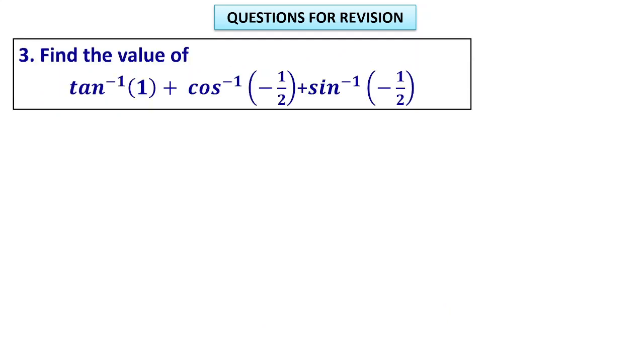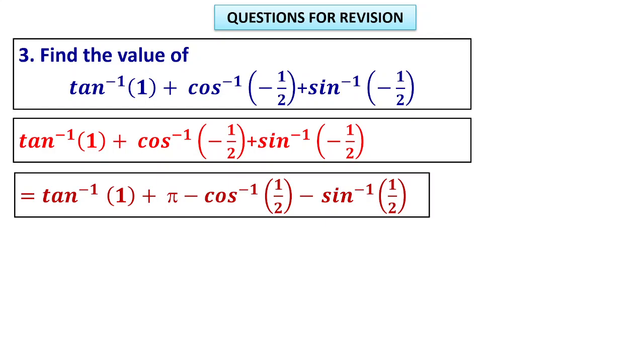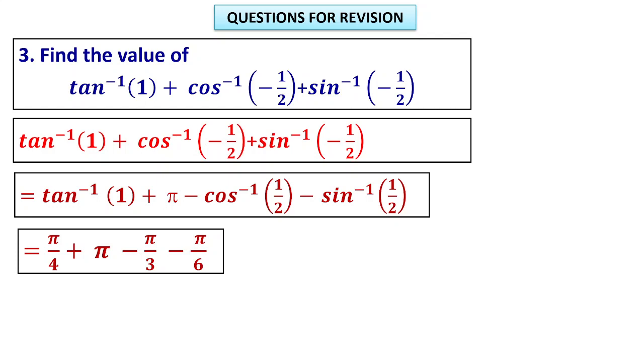Let us move on to the next question where you want tan inverse 1 plus cos inverse minus half plus sin inverse minus 1 by 2. Here tan, cos, sin all are coming. Therefore, tan inverse 1, you know the value. But before we go further, let us try to adjust that minus. Cos inverse of minus x is pi minus cos inverse x. Sin inverse of minus x is minus sin inverse x. Therefore, I am substituting that value.